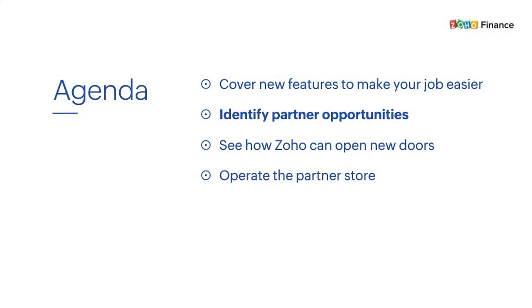So we'll now get to the next part of our agenda, which is identify partner opportunities. And I'll let Tala take it from here. Two T's in a row is kind of confusing for me, I guess.